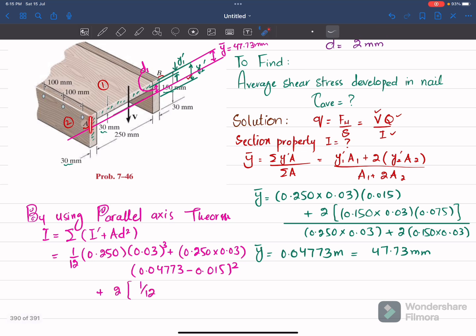Now we will calculate the moment of inertia for this section. Its breadth is 30 millimeter and height is 150 millimeter. So 1 over 12 into breadth 0.03 into height 0.150 whole cube, plus area, which is 0.03 into 0.150, into d square. Now what is d square? It is the distance from the neutral axis to the middle of the second section. This is the middle of the second section and this is the neutral axis.